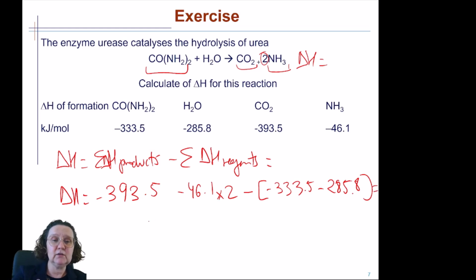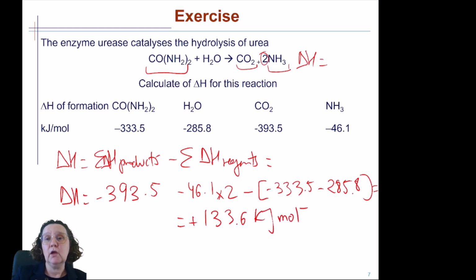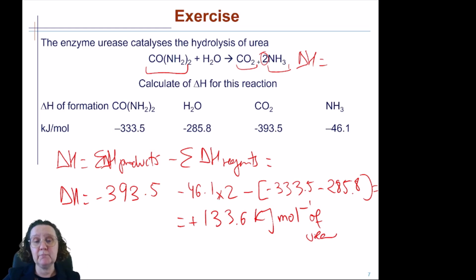So if I make the calculations for all these, and assuming I haven't made any mistake, I end up with plus 133.6 kilojoules per mole, or kilojoules per this reaction as it is written, per mole of urea, or simply plus 133.6 kilojoules for that reaction in that state with this amount of reagents and products.